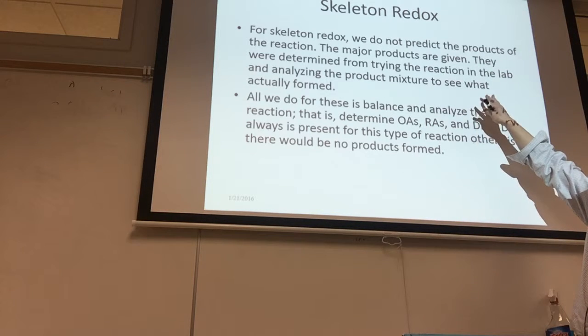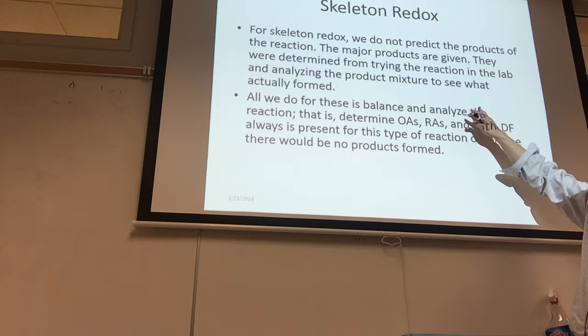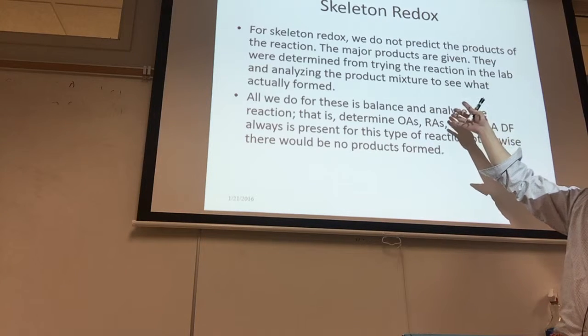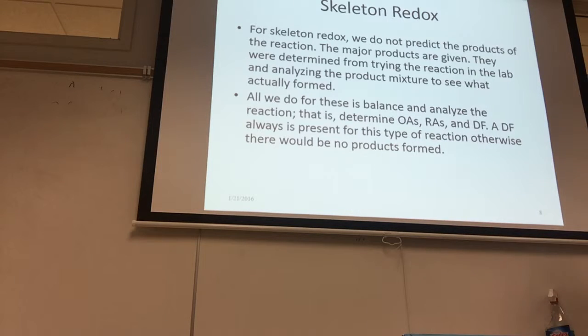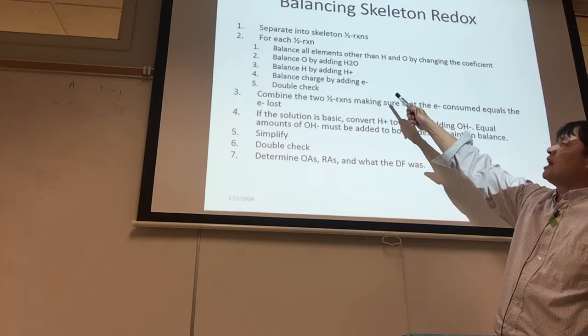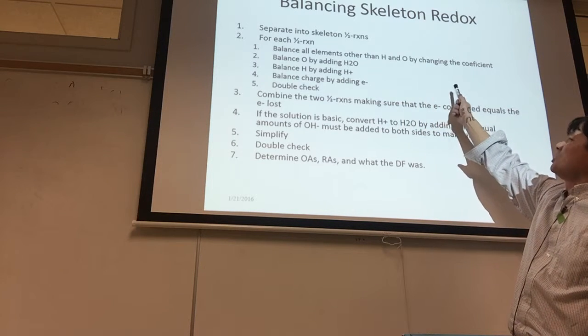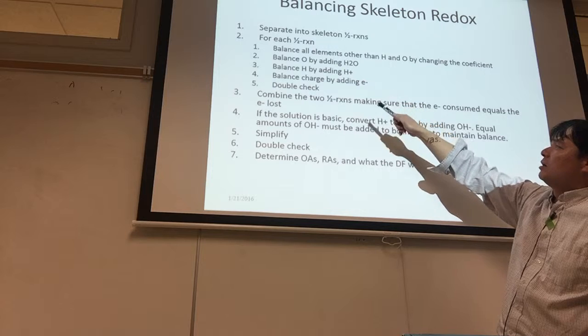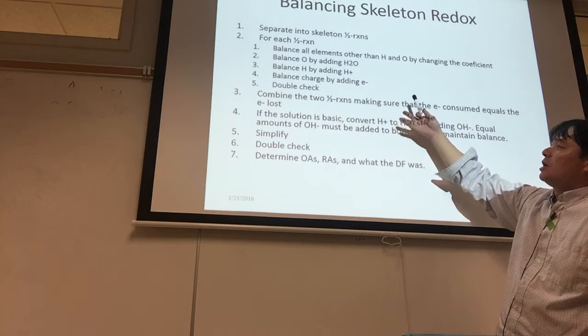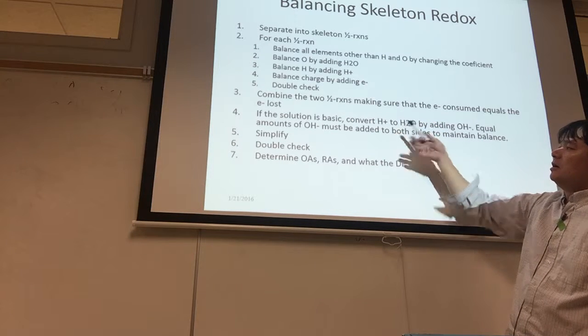Okay, the last thing is skeleton redox. Skeleton redox, everybody's probably done these before because these are in chapter 5. Skeleton redox is the procedure where you separate it into skeleton half reactions. For each half reaction, you balance all elements other than hydrogen and oxygen. You balance oxygens by adding water. You balance hydrogens by adding H+. You balance charge by adding electrons. You double check, then you combine the half reactions, etc.